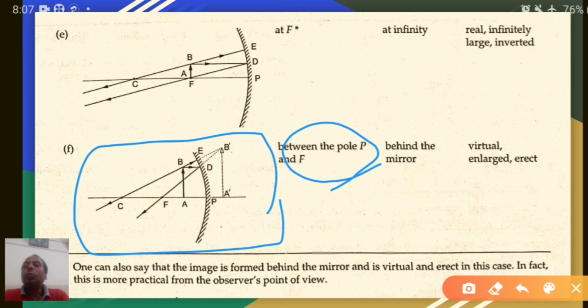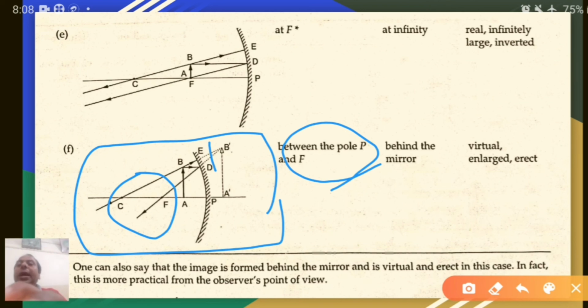Okay. So you can see the two reflected rays like this, and these two reflected rays are diverging. So in order to meet, the reflected rays are produced backward and will intersect at point B dash. Produced reflected rays are indicated by dotted lines because they are not actually intersecting at B dash. They are intersecting at B dash on producing. So the nature of the image will be virtual, enlarged and erect because the image is formed behind the mirror. Behind the mirror. Okay.